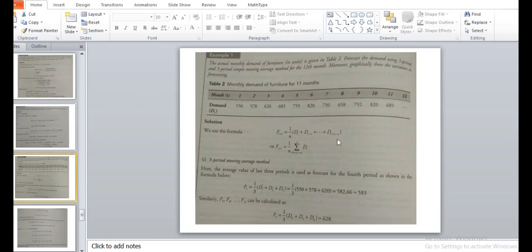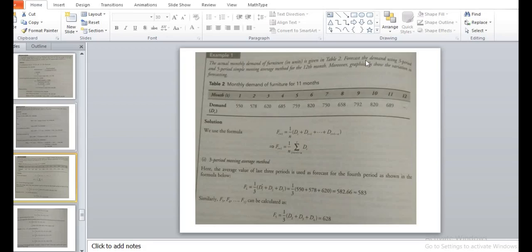For the simple moving average method, the formula is F(t+1) = 1/n (D(t) + D(t-1) + ... + D(t+1-n)). If this simple moving average method is used as a 3-point method, then we use the demand data for 3 months. If we use the 5-period, 5-point method, then we use the data for 5 months.